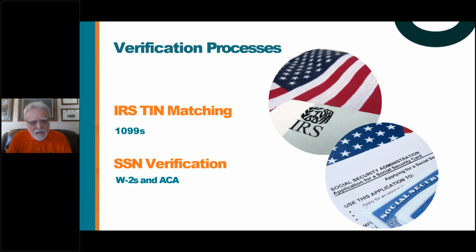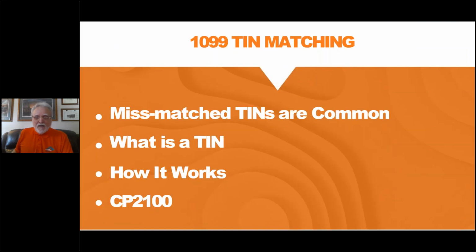So there's two basic processes. The IRS TIN matching is for 1099s. So if you're filing 1099s, basically of any type, you'll want to do a TIN match to make sure you have that information correct. And then for W-2s, it's the Social Security Administration, or SSA. For W-2s and ACA filings, it's very important that you make sure that those are validated. We'll talk mostly about TIN matching today because the two are very similar in terms of what has to happen and why it's important.